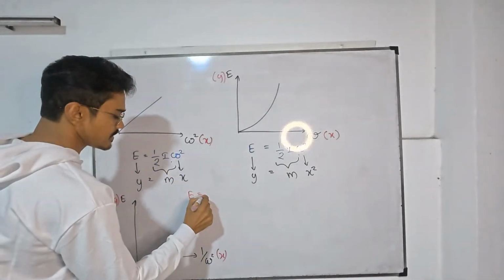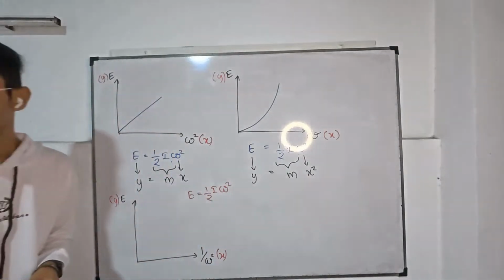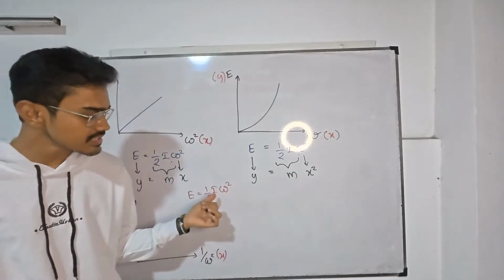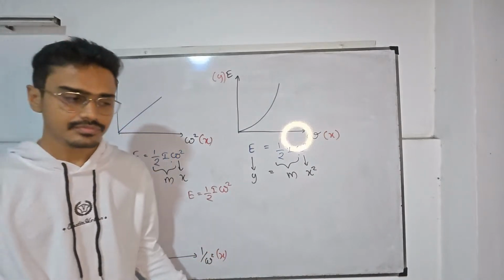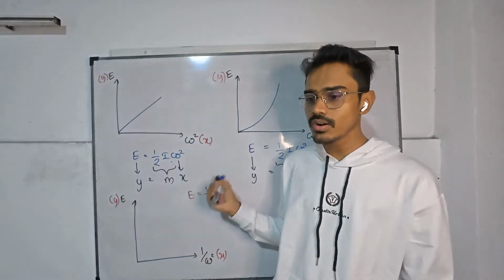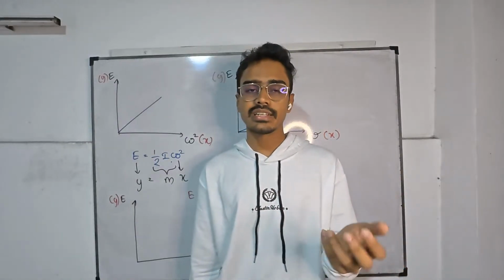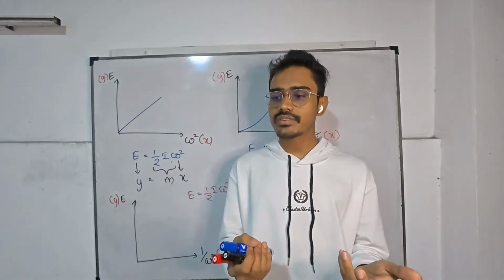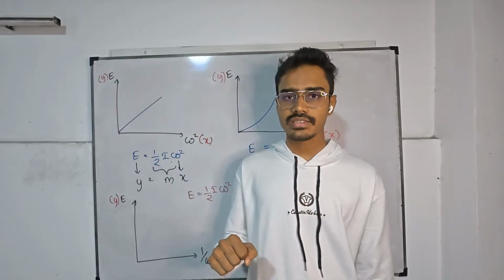Now the equation is E equals half I omega squared. But 1 over omega squared is given as x. 1 over omega squared is not in the relationship I have. Even though it is given, I don't have 1 over omega squared in this equation. So we have to create 1 over omega squared in the equation without harming the equation. That is called changing the shape of the equation.